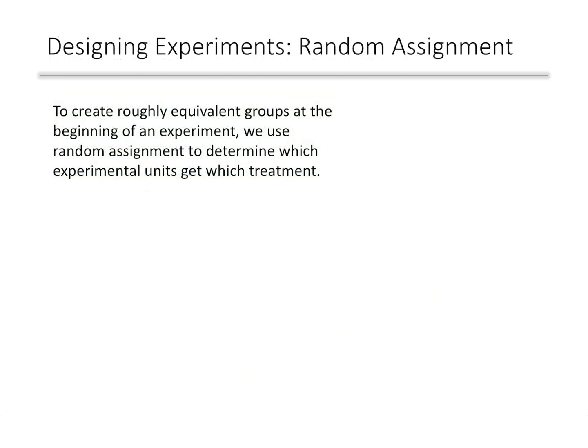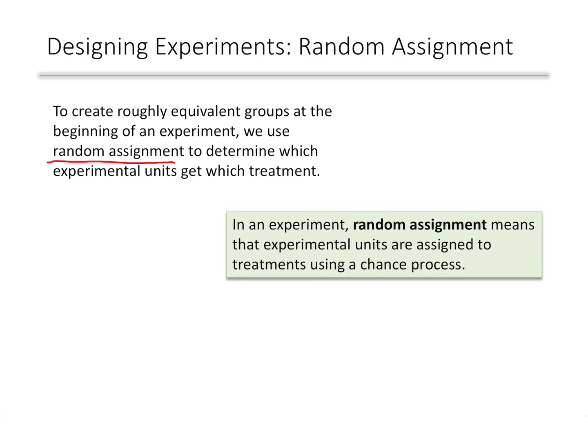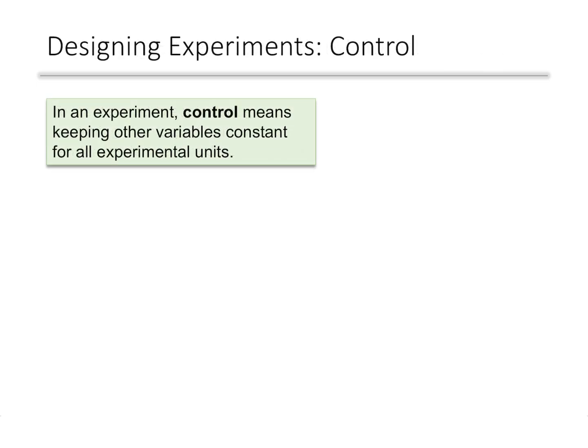Okay, so to create equivalent groups at the beginning of an experiment, we use what we call random assignment. We want random assignment to determine which experimental unit gets the treatment. So in an experiment, random assignment means that experimental units are assigned to treatments using a chance process. So a chance process is kind of like a simple random sample because we're randomly assigning them. So maybe we use our number table the way we did to randomly assign patients or subjects to different groups, depending on what's happening. We also want to have a control.